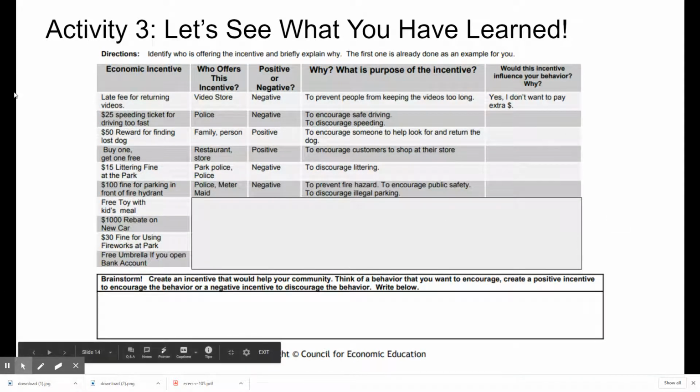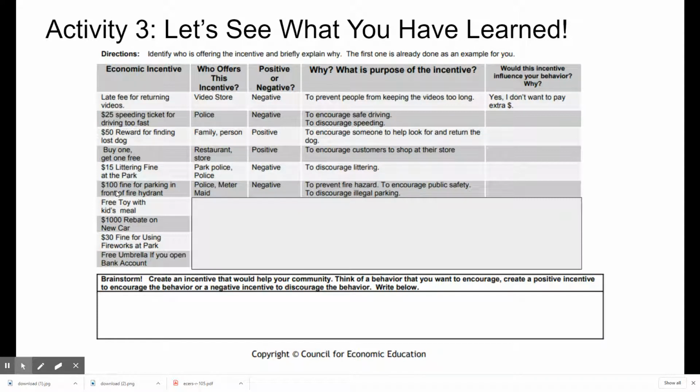If you said a police officer or a meter maid, you're correct. Or maybe you said a firefighter. Also, I think that would be correct. It is a negative incentive because most people do not like to have to pay a $100 fine. And the reason that they offer this incentive is to prevent a fire hazard, to encourage public safety, and to discourage illegal parking. So to make the city safer for everybody. And yes, I think that would influence my behavior because I do not want to pay a $100 fine.